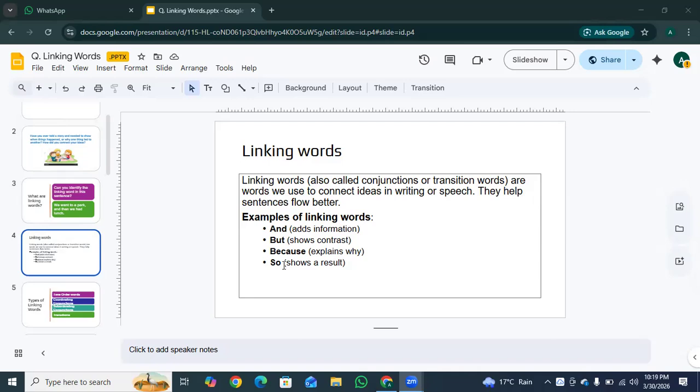The next one is so. So basically shows a result. Use this to show what happened next. It's the therefore of the sentence, you can say. For example, it was raining, so I took an umbrella, okay?